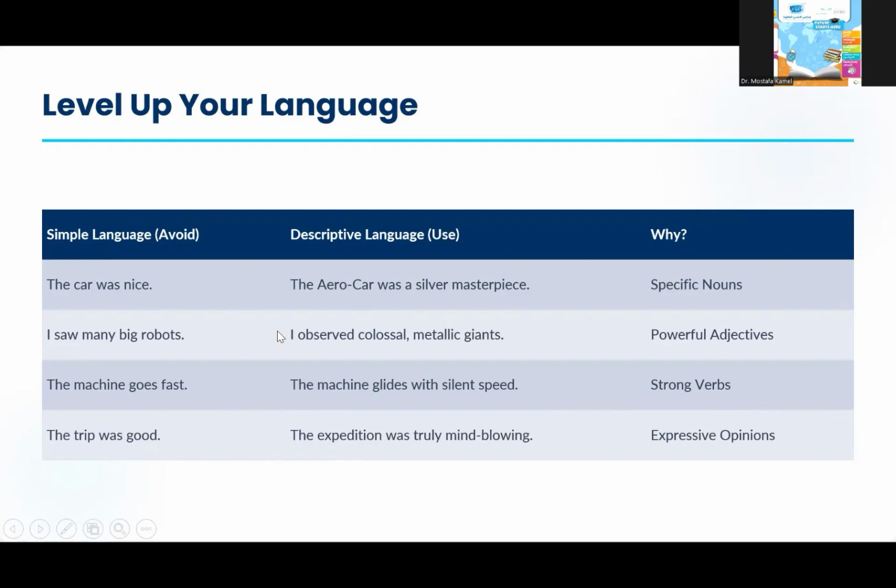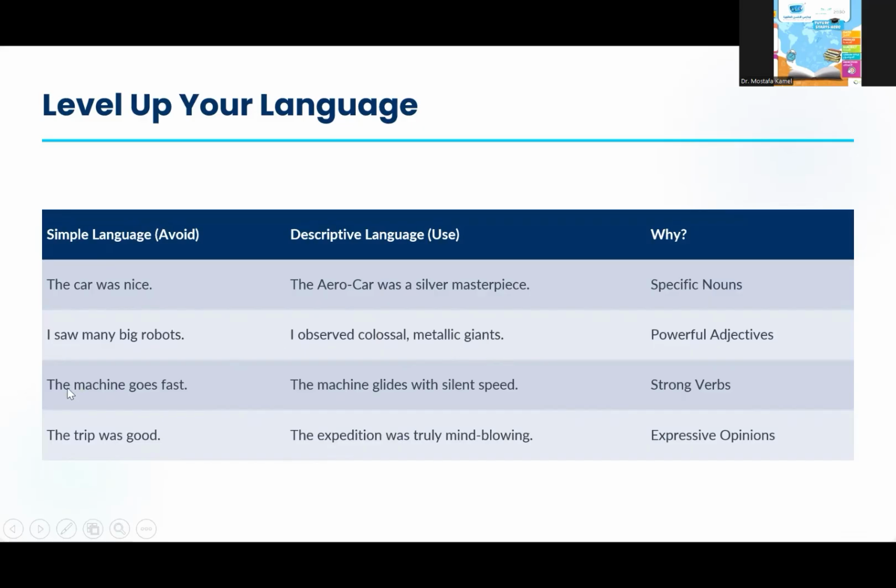I should say I observed colossal metallic giants. Colossal means huge, and metallic means made of metal. Giants means they sure are big. Why? Because I used powerful adjectives such as colossal, metallic.